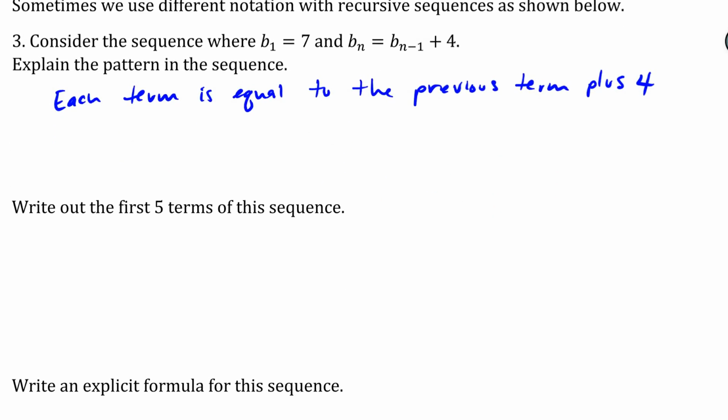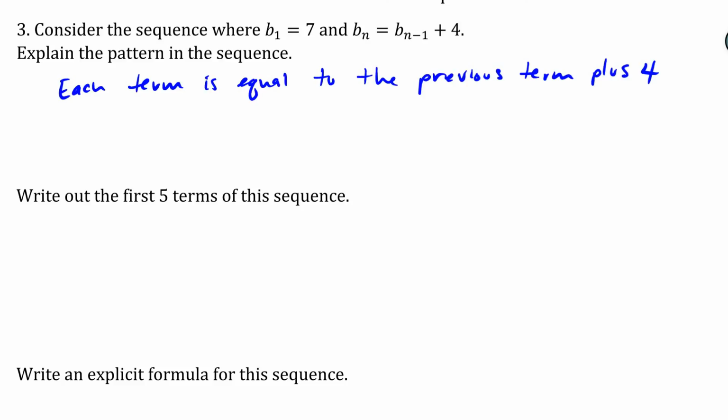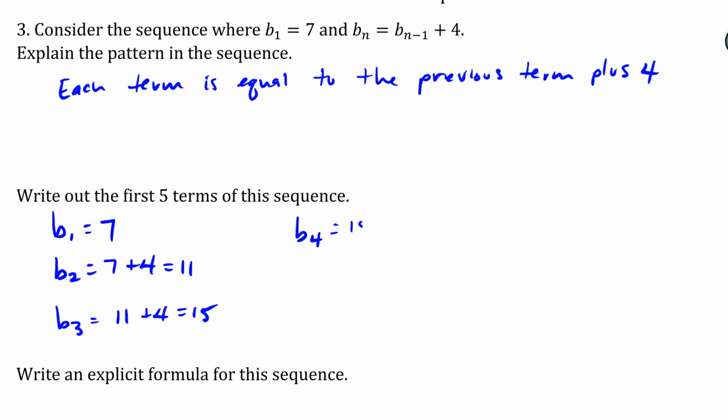So if I want to use this information to write out the first 5 terms of this sequence, I can say b sub 1 equals 7, b sub 2 is equal to the previous term, 7, plus 4, so that's 11. B sub 3 is equal to the previous term, plus 4, so that's 15. B sub 4 is equal to the previous term, plus 4, so that's 19. And then b sub 5 is equal to the previous term, plus 4, and that's 23.